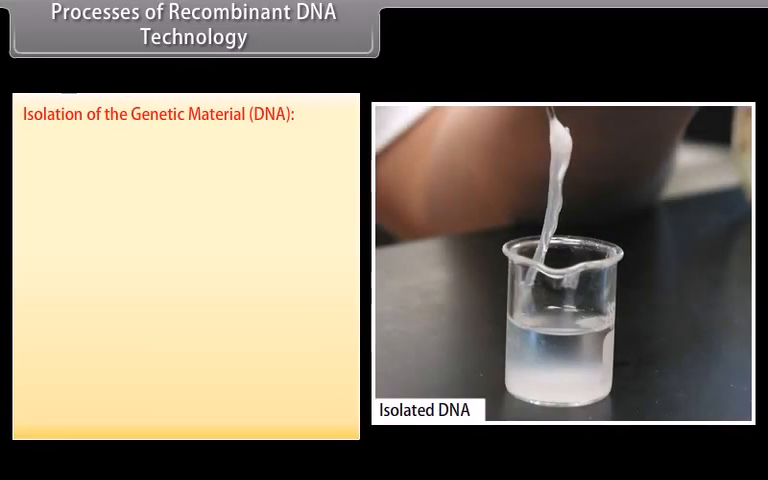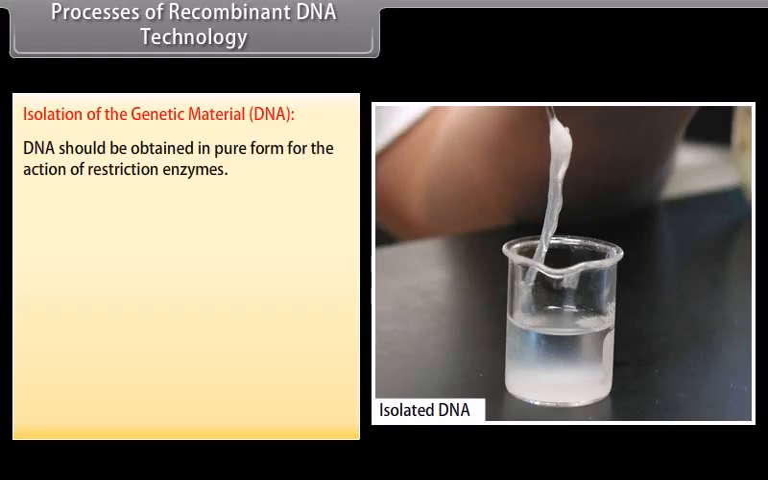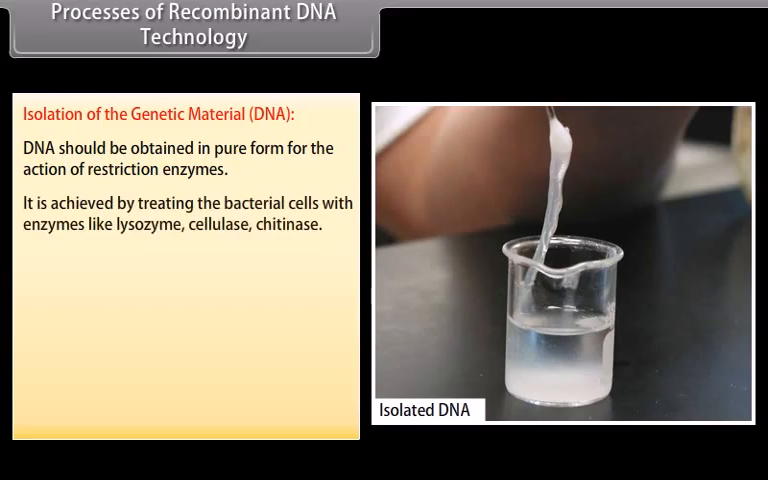Isolation of the genetic material, DNA. DNA should be obtained in pure form before the action of restriction enzymes. It is achieved by treating the bacterial cells with enzymes like lysozyme, cellulase, and chitinase.